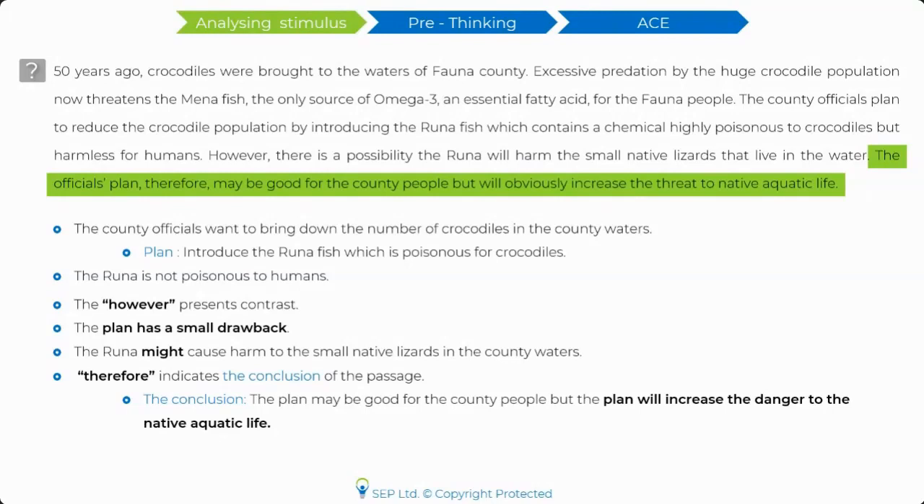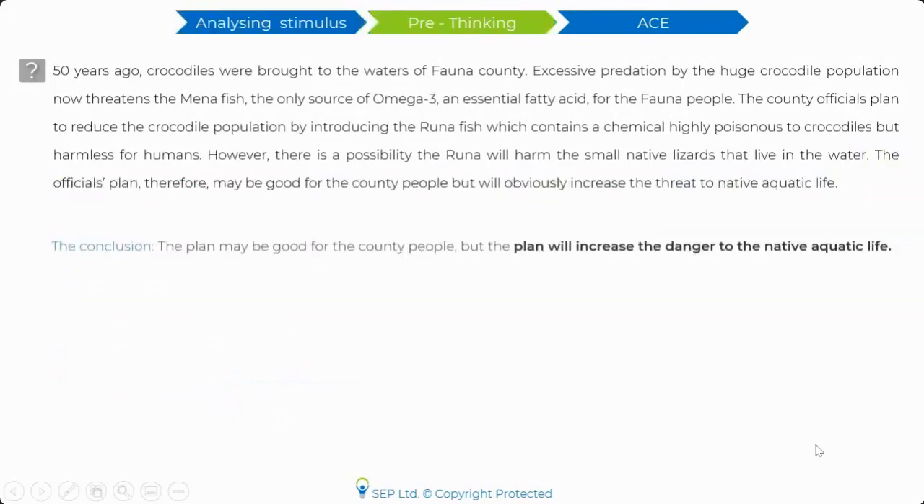Ryan says increase. Yes. Okay, Ryan, let me hear from the others also. What is the main conclusion? Because if you look at the conclusion, there seems to be two parts to it. Good for the county people, but dangerous for the native aquatic life. Good. So all of you agree that it is the second half of the conclusion that is really the conclusion. Okay.